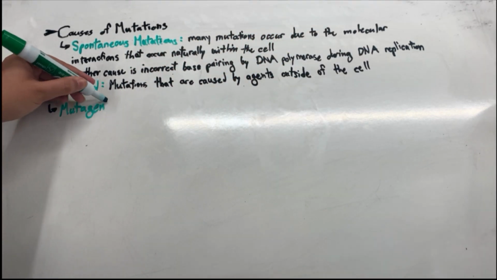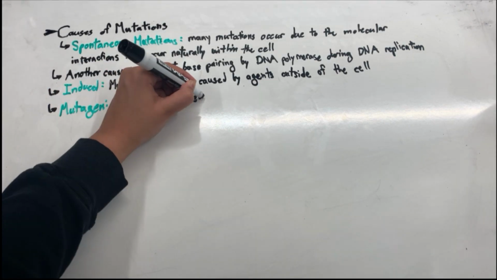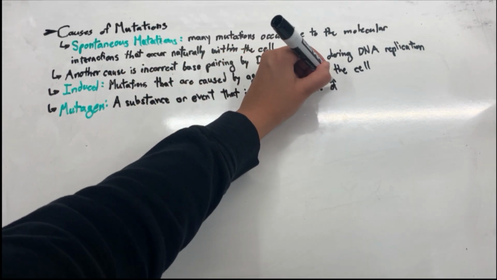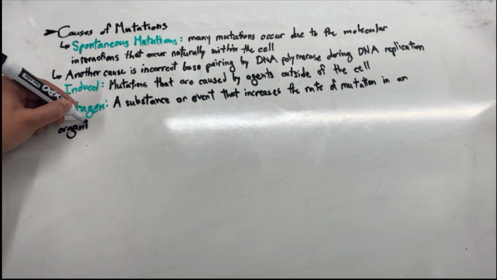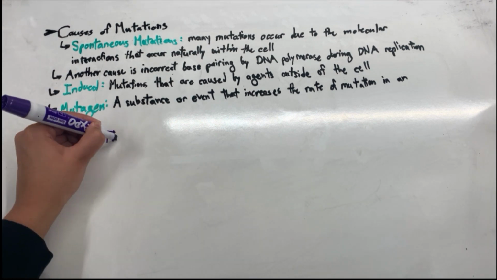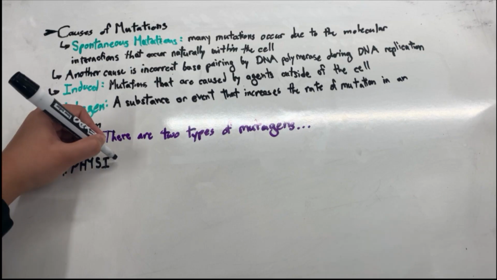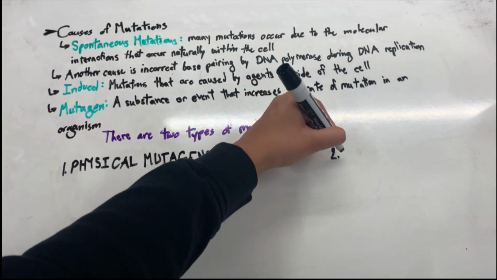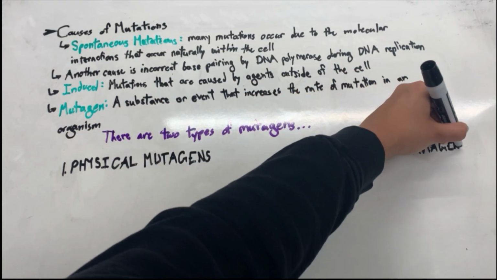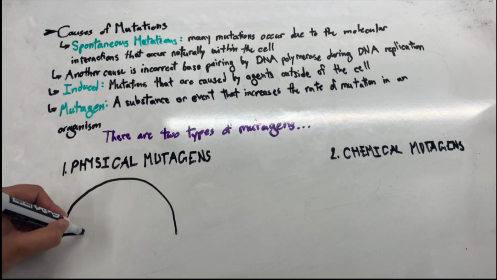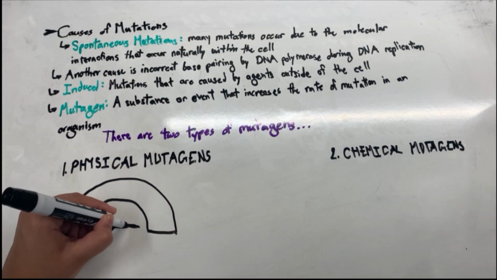While incorrect base pairing by DNA polymerase during DNA replication occurs, the rate of spontaneous mutations depends on the organism and the different genes within a single cell. Although every cell undergoes spontaneous mutations, certain environmental factors can increase the rate of mutation. Mutations that are caused by agents outside the cell are called induced mutations.